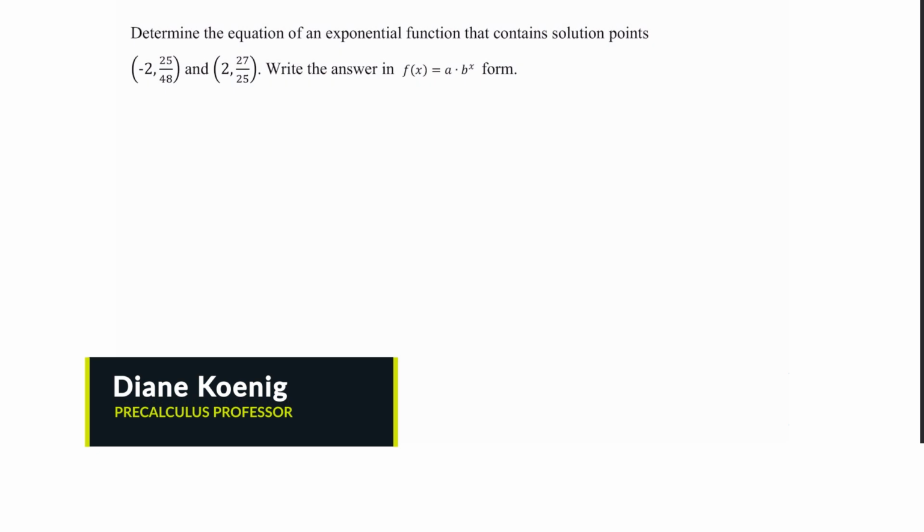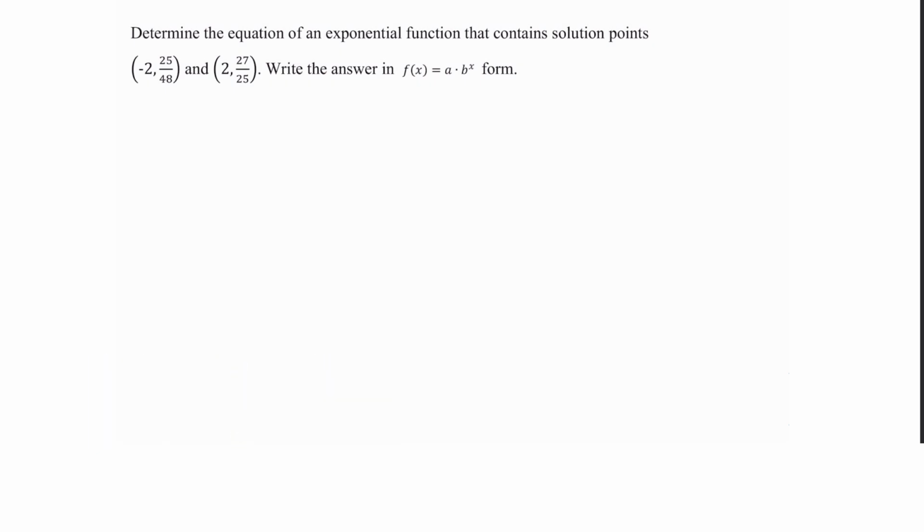We are going to use an example to show how to write the equation of an exponential function that contains solution points that are given to us. And we want to write the answer in f of x is equal to a times b to the x form.